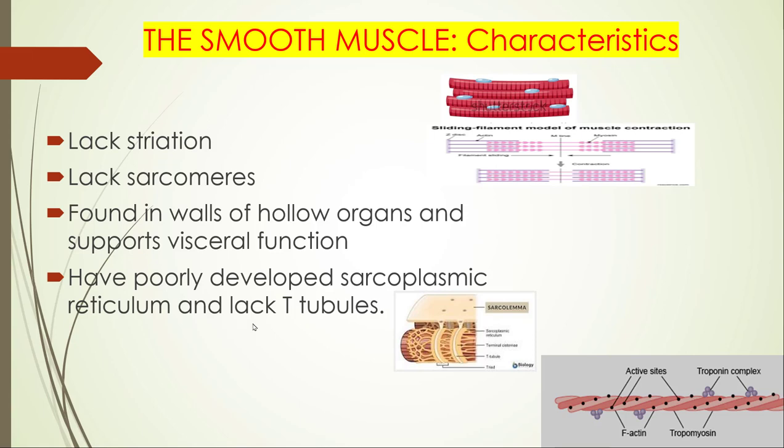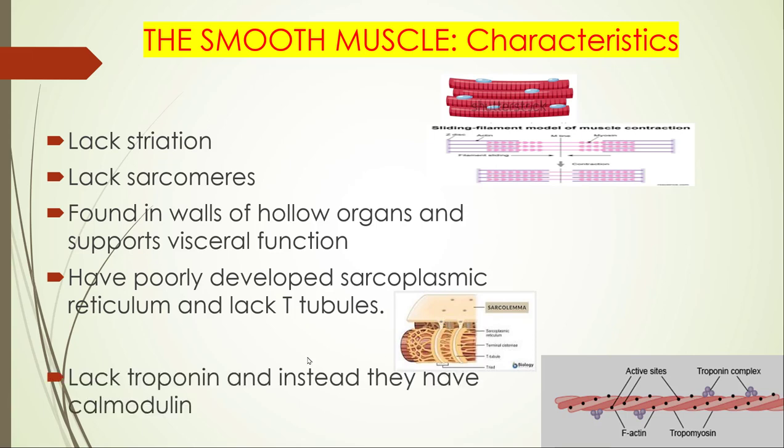They have poorly developed sarcoplasmic reticulum and lack T tubules. As we know, in skeletal muscle we have sarcoplasmic reticulum. In smooth muscle the sarcoplasmic reticulum is poorly developed and is replaced by another structure we will discuss in the next slide, and there are no thin tubules.